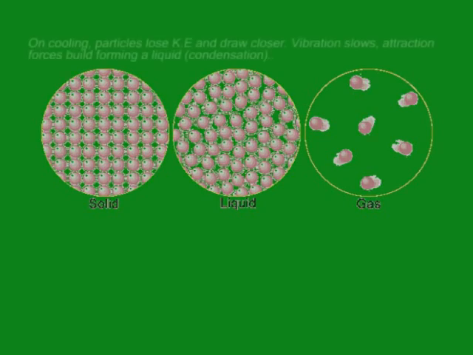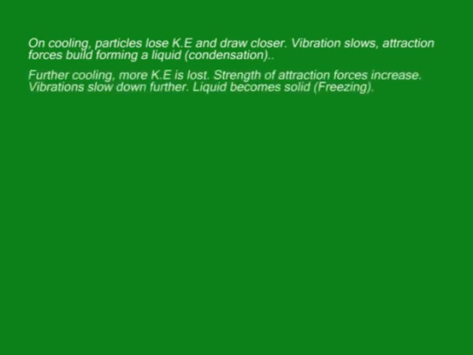Now, upon cooling, the gas particles lose kinetic energy and they draw closer. The vibrations slow down and the forces of attraction build, forming a liquid, and we say condensation has occurred. Further cooling causes further loss of kinetic energy and the strength of the forces of attraction increases. The vibrations slow down further and the liquid becomes a solid, and we say freezing has taken place.